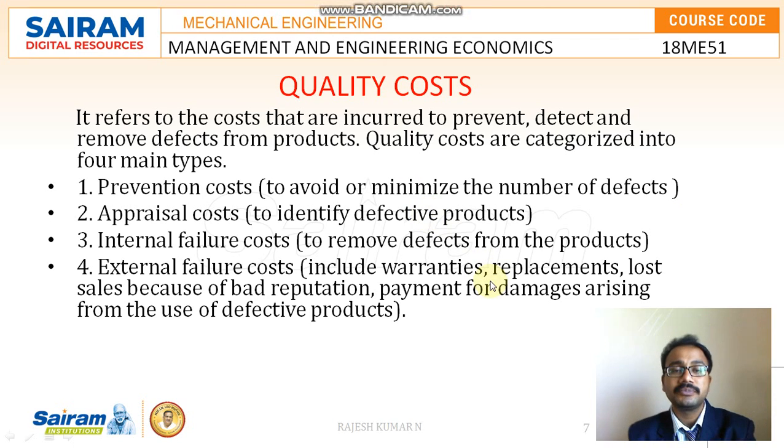Then moving to the next one, quality cost. Quality cost refers to the costs that are incurred to prevent, detect and remove defects from products. Quality costs are categorized into four main types. First one is prevention cost, to avoid or minimize the number of defects. Second one is the appraisal cost, to identify defective products. Third one is internal failure cost, that means to remove the defects from the products. And fourth one is the external failure cost, which includes warranties, replacement, lost sales because of bad reputation, and payment for damages arising from the use of defective products.